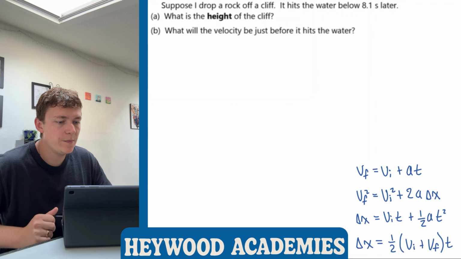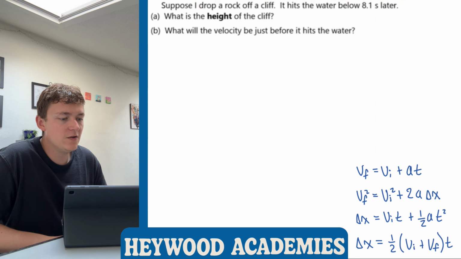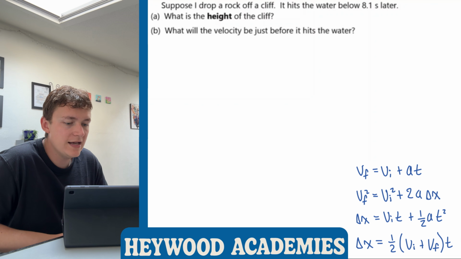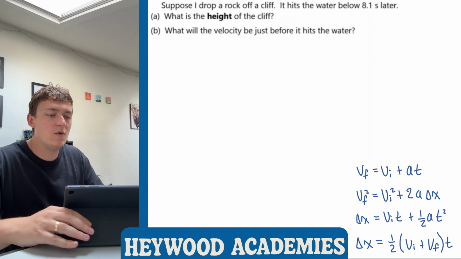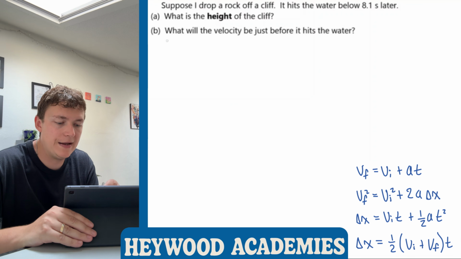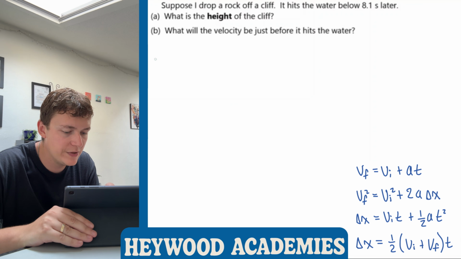Okay, suppose I drop a rock off a cliff. It hits the water below 8.1 seconds later. What is the height of the cliff, and what will the velocity be just before it hits the water? For any of these projectile ones, and some of these other kinematics ones, it's helpful to draw a little picture so we can imagine what's going on.